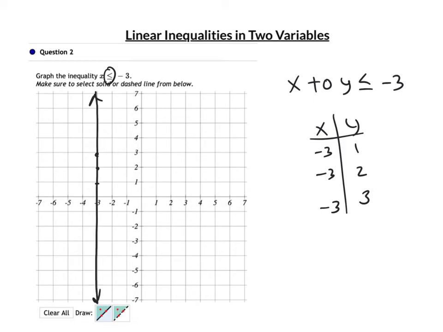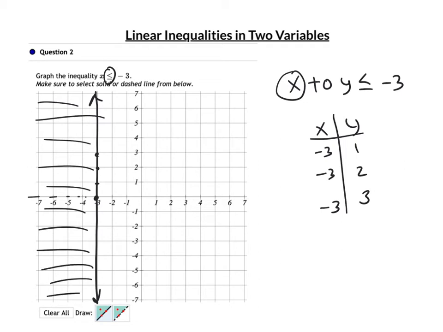The numbers less than, I'm looking at the x-axis because my equation is an x equation. The numbers less than where I'm at -3 are this direction. So I'm shading this part of my line. Everything over there makes that equation true.